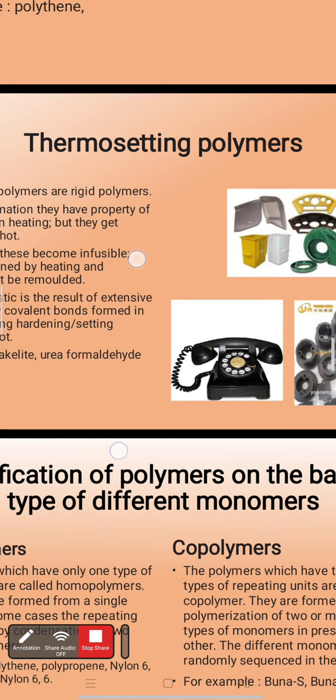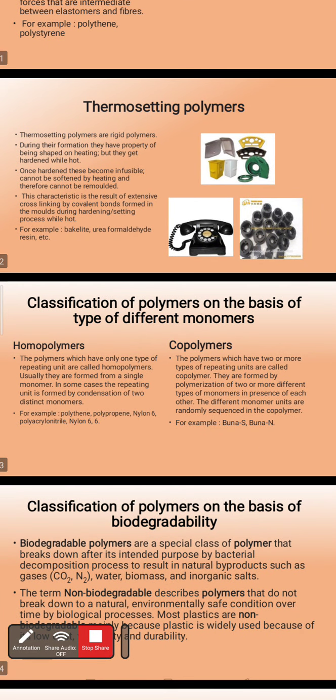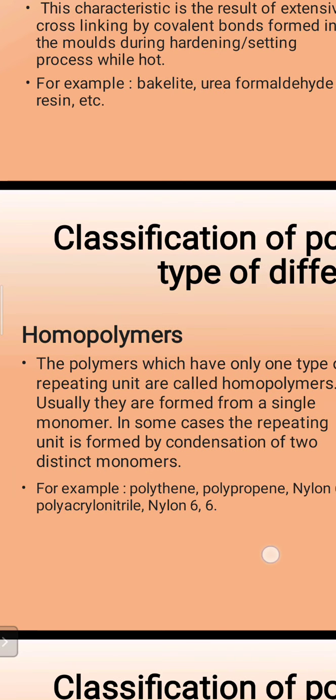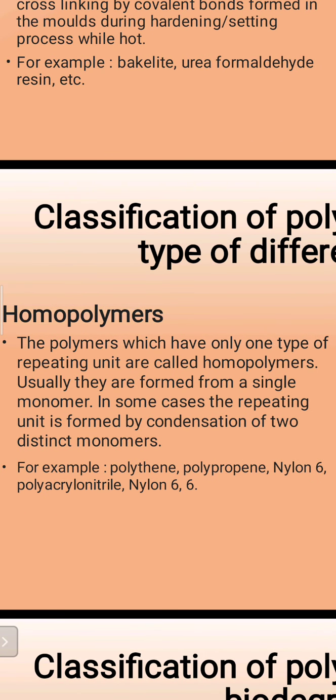Later on, the next type of classification of polymers depends on the basis of the type of different monomers. In that, two important terms are there: homopolymers and copolymers. First of all, we'll see what we mean by homopolymer. Homopolymers are those which have only one type of repeating unit. Homo means same. The same kind of material is used for polymerization, and by that we get the homopolymer.